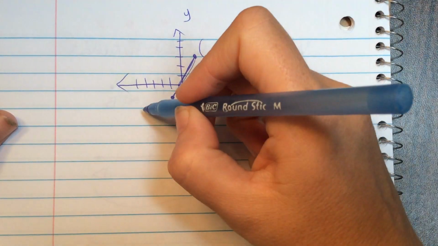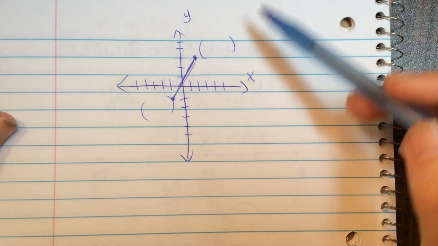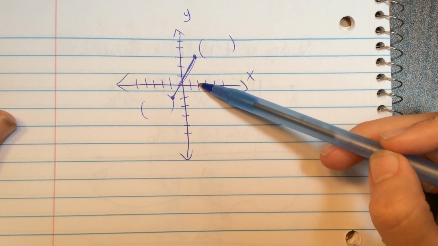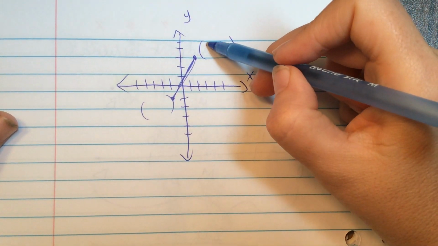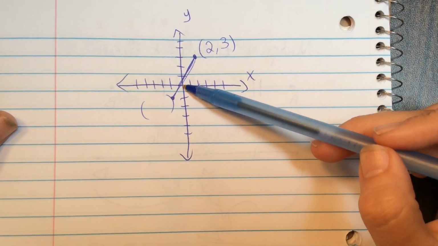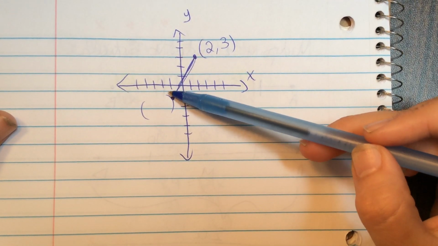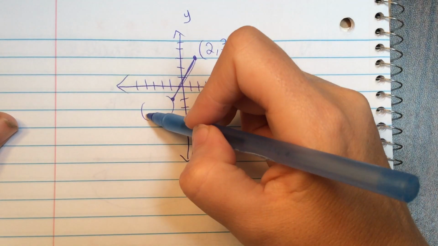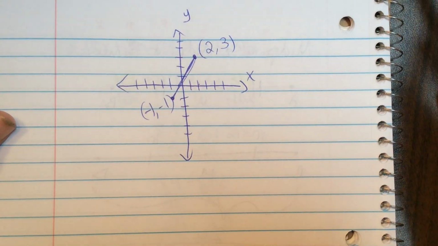First thing we have to do is figure out what the coordinates are. So this one is over 2 and up 3. So 2, 3. And the second point is over 1 and down 1. So -1, -1.